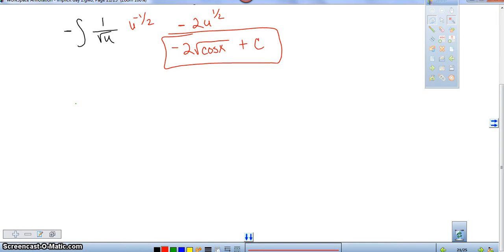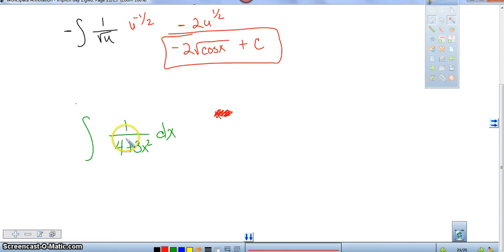Okay, let's look at a different one. If I integrate 1 over 4 plus 3x squared dx, at first I thought maybe I could use a u substitution, but if I let u equal the denominator, my derivative would be 6x, and I don't have any x's in the numerator to get rid of. So that means I have to think of something else.